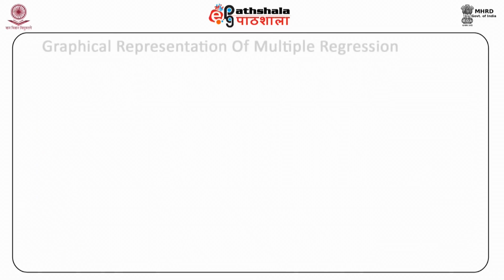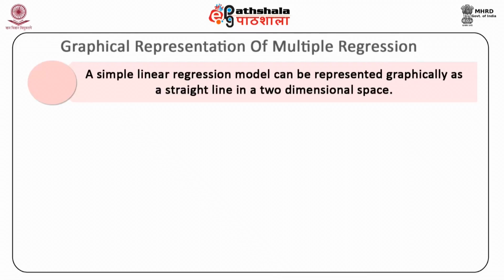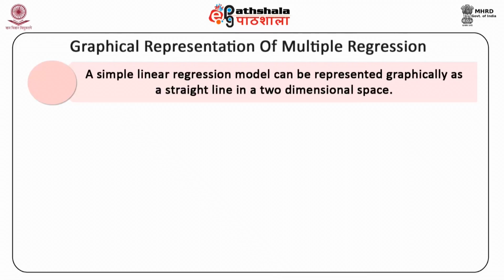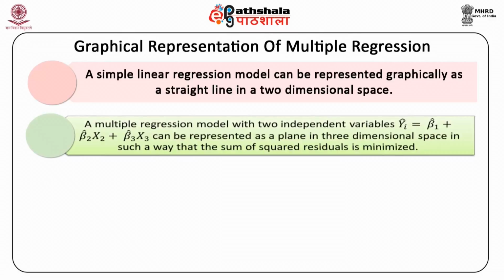Graphical representation of multiple regression. A simple linear regression model can be represented graphically as a straight line in a two-dimensional space. A multiple regression model with two independent variables, yi hat equal to beta 1 hat plus beta 2 hat x2 plus beta 3 hat x3, can be represented as a plane in three-dimensional space in such a way that the sum of squared residuals is minimized.